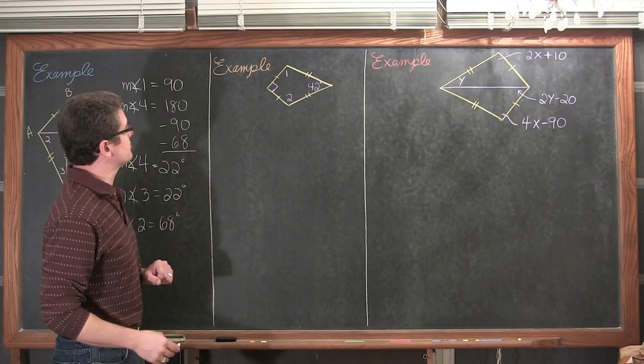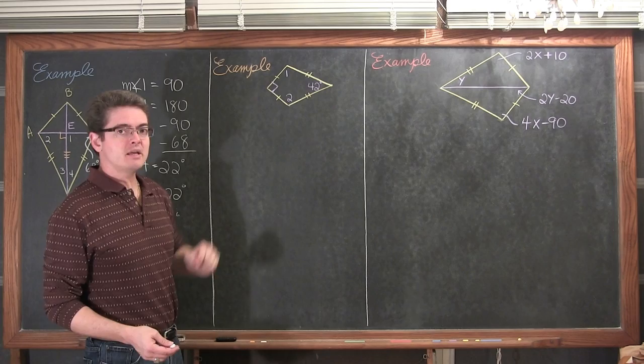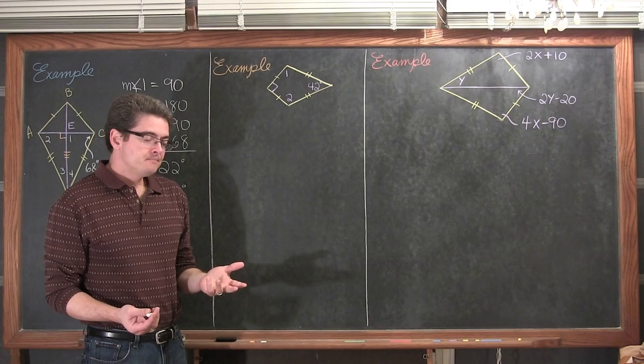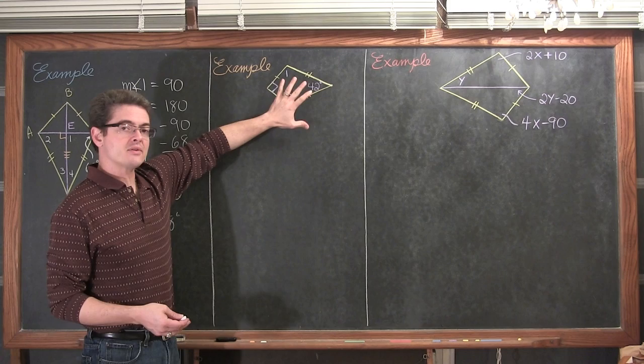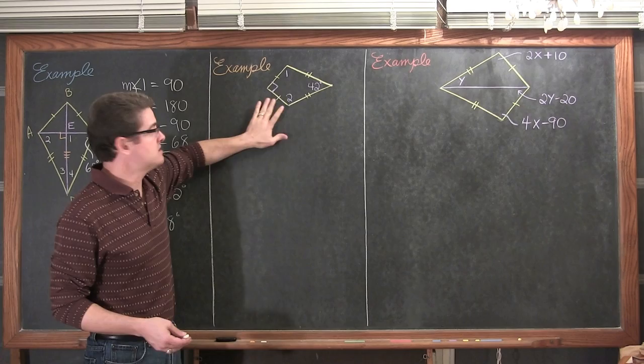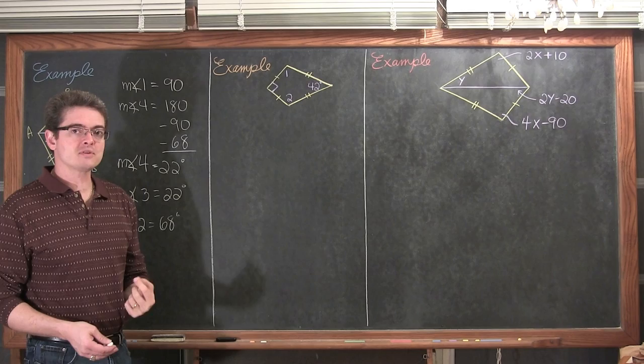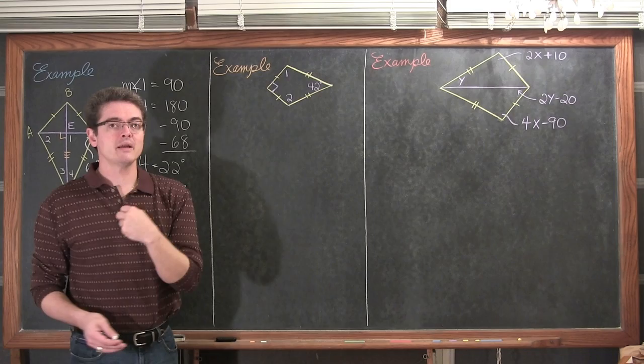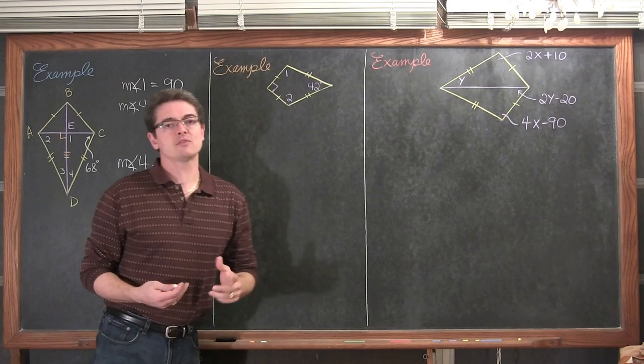We have a kite again, and we're looking for the measures of angle 1 and 2. There's a few ways to do this. I want to look at this entire kite at once. Now, this kite is a quadrilateral. It's got four sides. And we know that the sum of the interior angles of a polygon is equal to the number of sides minus 2 times 180, or n minus 2 times 180. So I have four sides, 4 minus 2 is 2, and 2 times 180 degrees is 360. So these four angles are going to add up to 360 degrees.